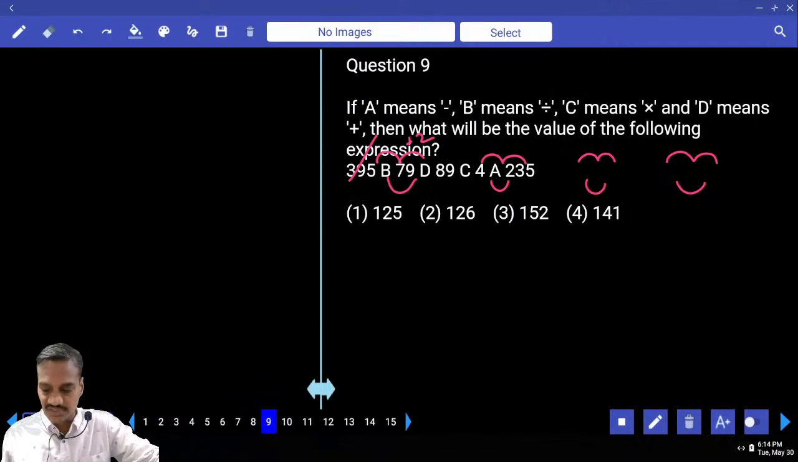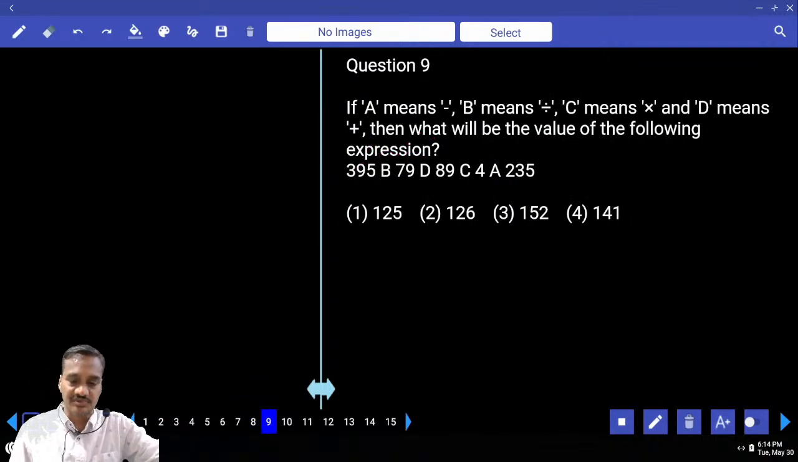Then next coming to question number 9. My ninth one, tell me, A stands for what? Minus. And B stands for what? Division. And C stands for what? Into. And D stands for what? Plus. Now 395 divided by 79, I mean, how much does it come?